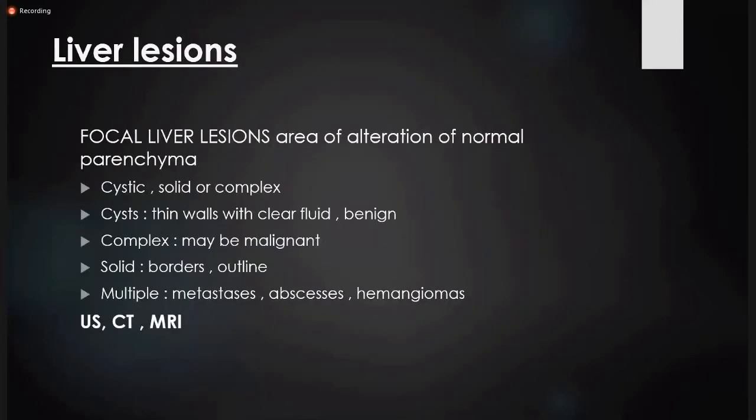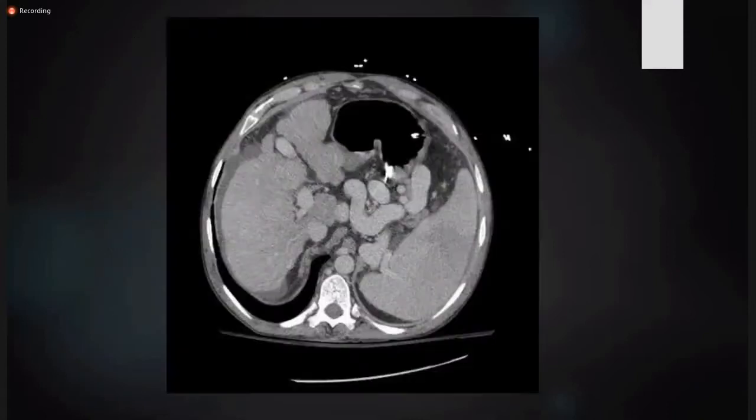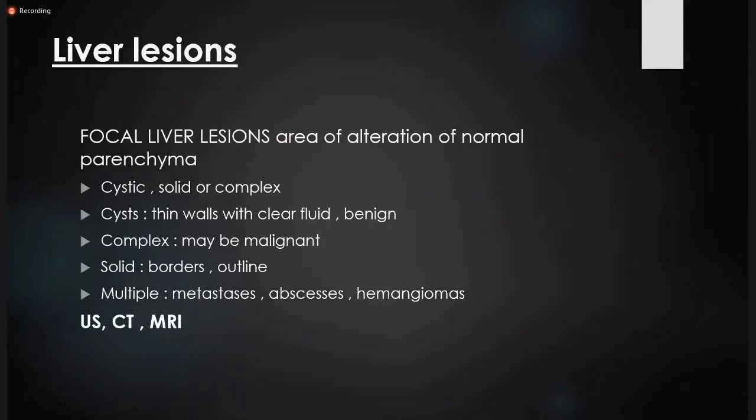Now, if you find a lesion in the liver on ultrasound, focal liver lesions are the area of alteration of normal parenchyma. They can be cystic, solid, or complex. Cysts are thin walls with clear fluid and are usually benign. Complex can be malignant. Solid have borders and outline. If you see multiple lesions, they can be abscesses, metastases, hemangiomas. So the modality of choice, again, first you will go for ultrasound to see liver lesions or liver pathology. Then for further characterization, you will go for CT and MRI.